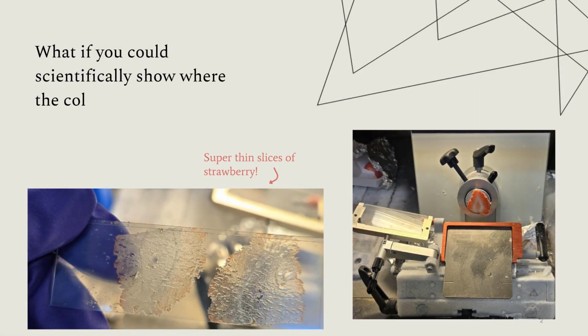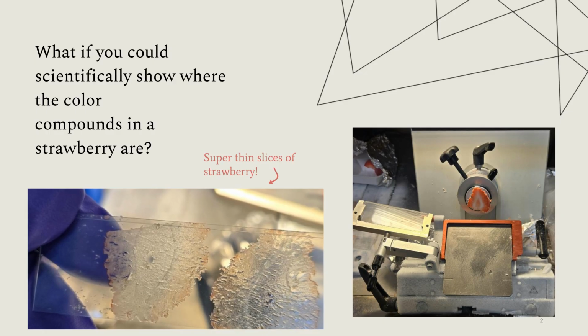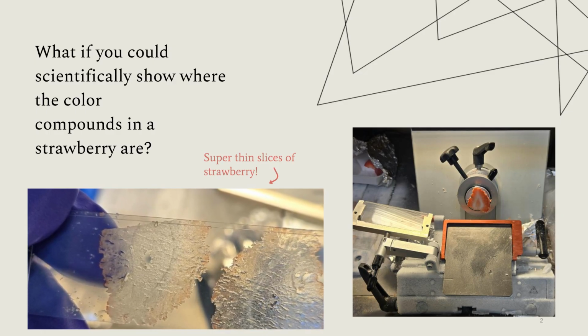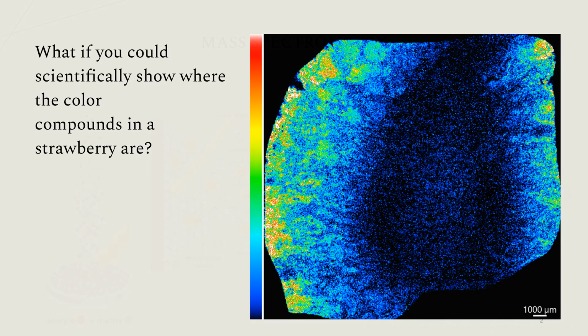So you know how if you slice a strawberry from stem to tip, you can see that there's more red towards the outside of the fruit and less in the center? Well, this is what it looks like when you create an image of a certain anthocyanin, which is a pigment in fruits, in a strawberry sample using mass spectrometry imaging.